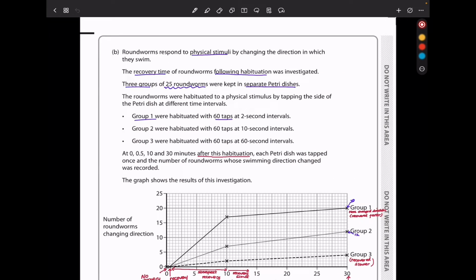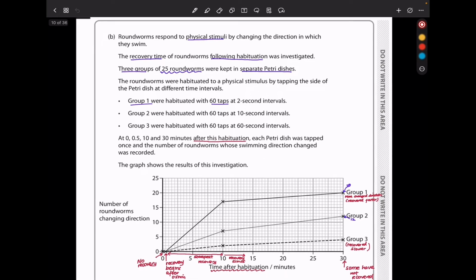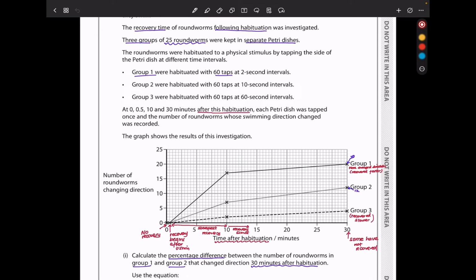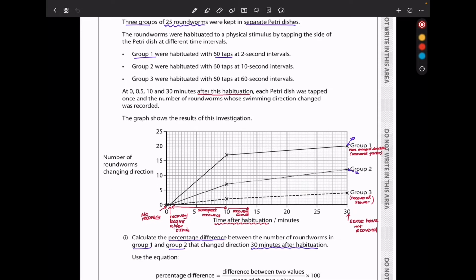In part B, roundworms respond to physical stimuli by changing the direction in which they swim. The recovery time of roundworms following habituation was investigated. 3 groups of 25 roundworms were kept in separate petri dishes. The roundworms were habituated to a physical stimulus by tapping the side of the petri dish at different time intervals. Group 1 were habituated with 60 taps at 2-second intervals. Group 2 were habituated with 60 taps at 10-second intervals. And Group 3 were habituated with 60 taps at 60-second intervals.